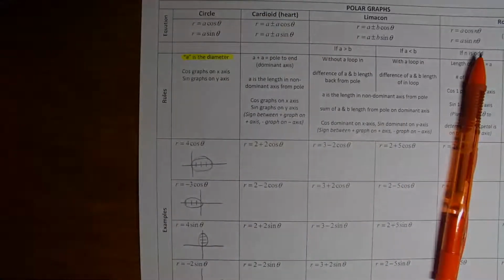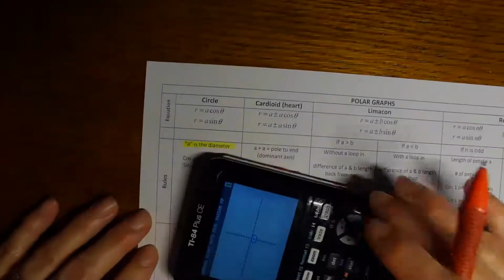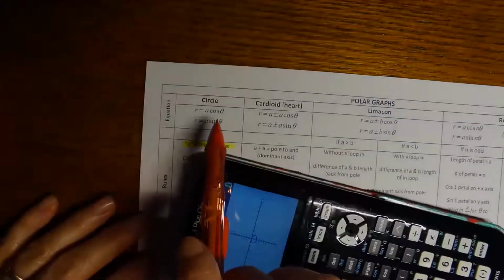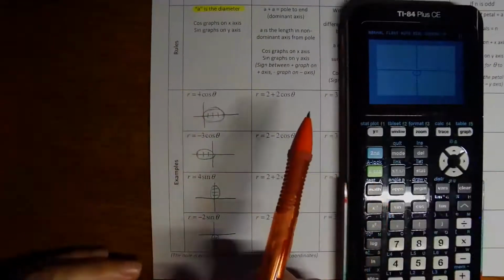This is all typed on here for you, right? But I don't want you to read it first. I want to play with the graphs. You'll learn it better if we put these in and talk about them. You can see that we have several shapes: a circle, a cardioid, a limacon, and a rose. And we're going to learn how to identify those. So let's look at this guy. I want you to compare all of these equations and tell me what you notice about them.